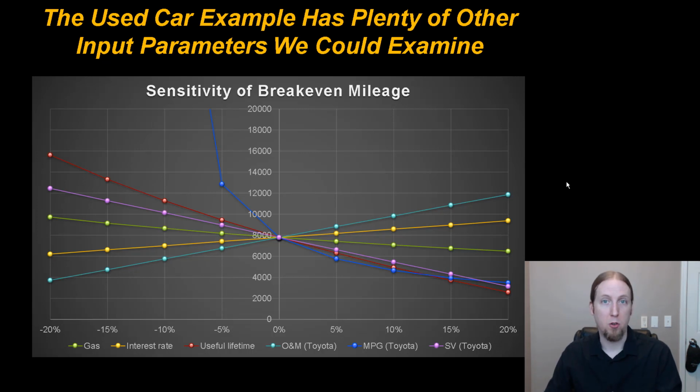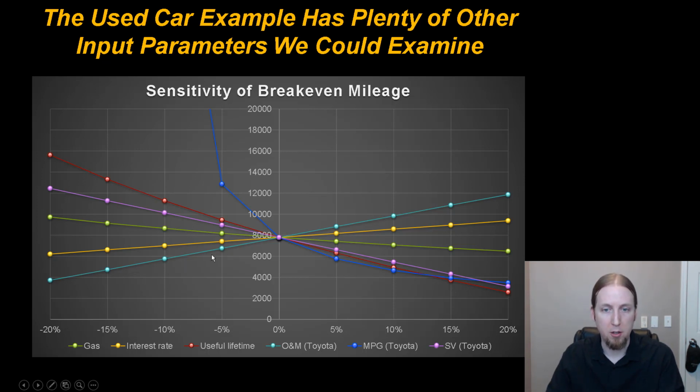Here's what the spider plot looks like. This is what we're going to learn how to make in the next video in Excel. But what you can see is that on the x-axis, we have a proportional change to some input parameter with respect to the baseline most likely estimate that we have for that parameter. So the 0% line here represents our best estimate for the value of each of these input parameters. And then we perturb it by anywhere from 20% less to 20% more and see how the break-even mileage on the y-axis changes in response.